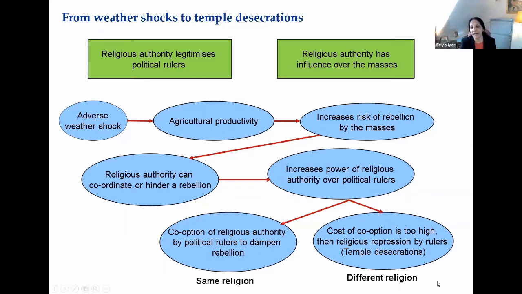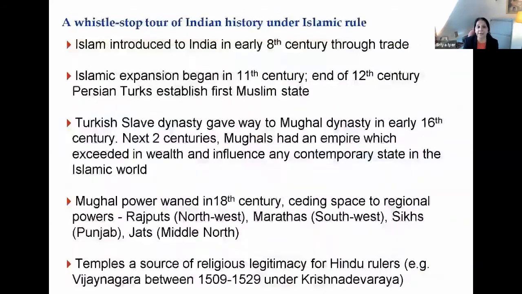What we're looking at, though, is what happens if the cost of that co-option is too high. What happens if the political authority and the religious authority don't belong to the same religion, but what happens if they belong to different religions? Then what we're arguing is that you might actually see, rather than a lot of co-option, you might actually see religious repression by rulers evident, we're arguing, in the form of temple desecrations.